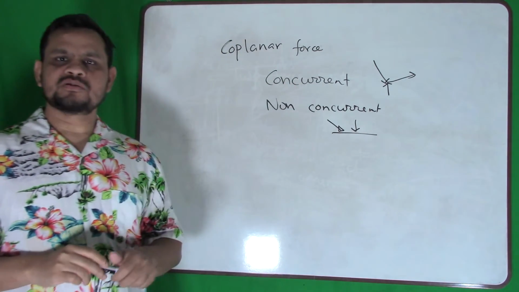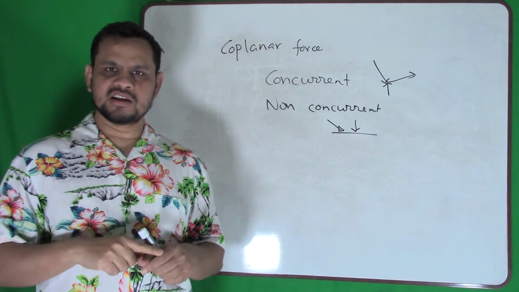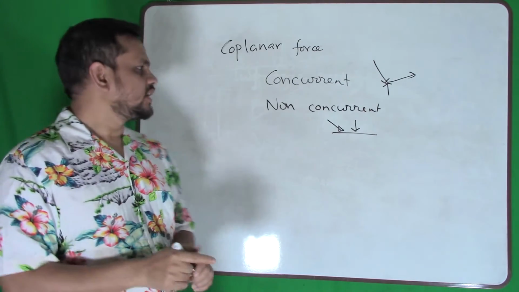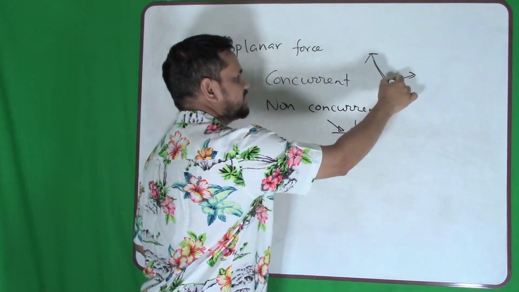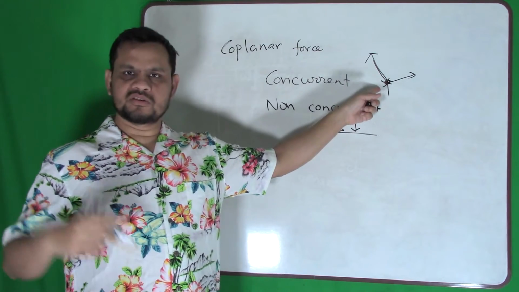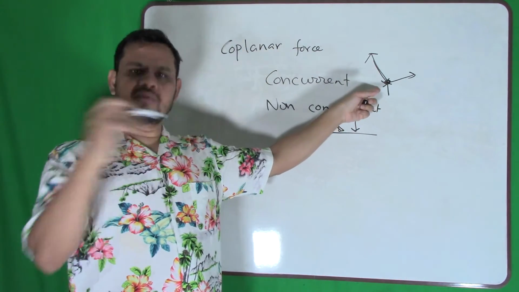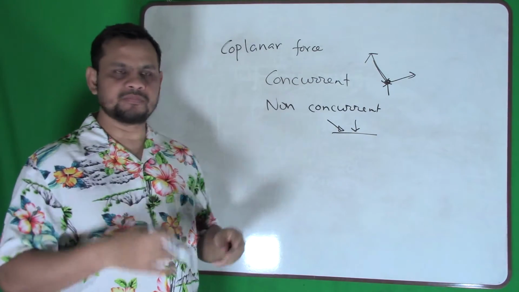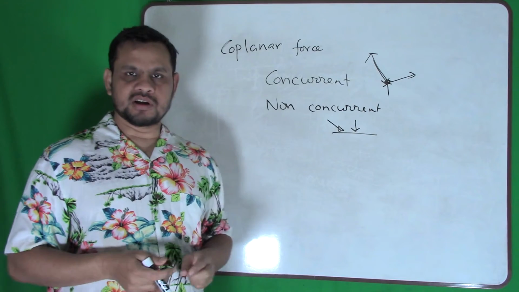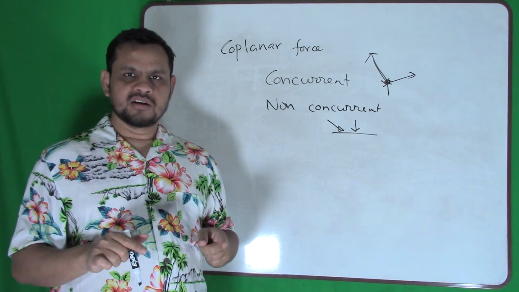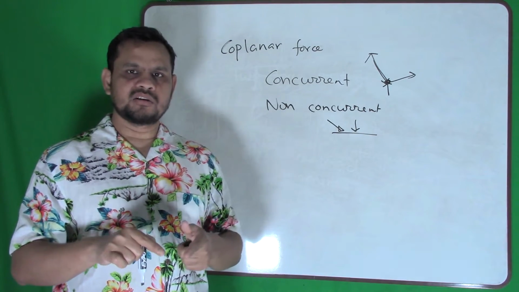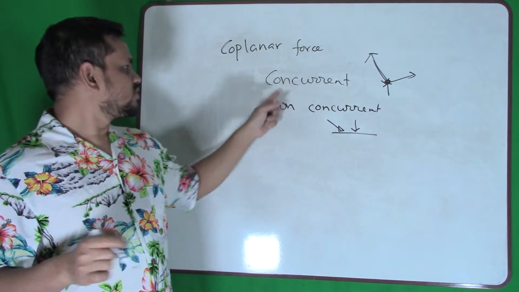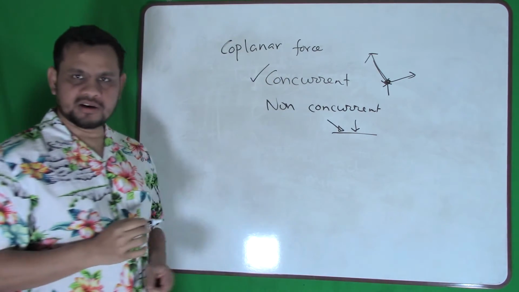Concurrent means all the forces are acting at the same point, either towards or away from it. That means this force can act toward the point or away from the point, but there is a common point. That is called concurrent. Everything is at the same point. The other is non-concurrent. That means forces are not acting at a point, or are not going away from that point. So first we will start with concurrent force.